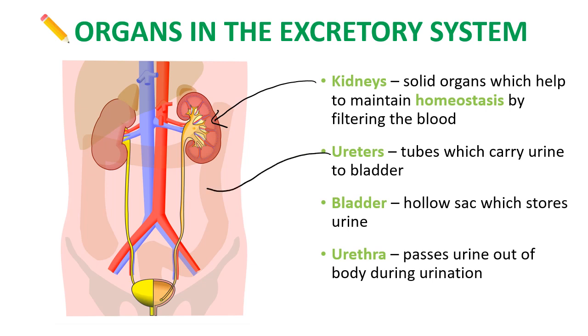The ureters are the thin tubes here. They carry urine to the bladder. The bladder is a hollow organ. It's a hollow sac that stores all your urine. And then when you need to go to the toilet, you pass the urine through the urethra, which is just a thin tube at the end.